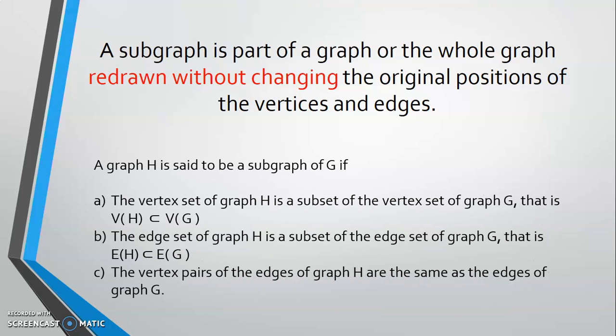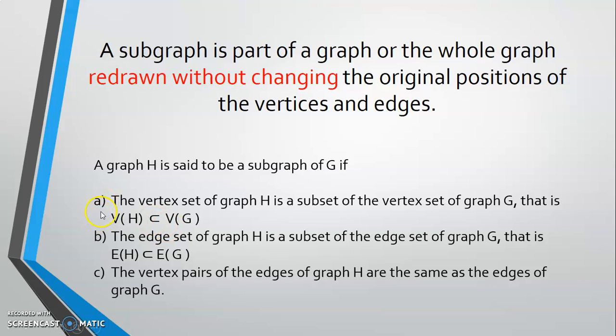Okay, a graph H is said to be the subgraph of G if you fulfill these three. A, the vertex set of graph H is a subset of the vertex set of graph G. B, the edge set of graph H is a subset of the edge set of graph G. C, the vertex pair of the edges of graph H are the same as the edges of graph G. I will show you an example of A, B, C.